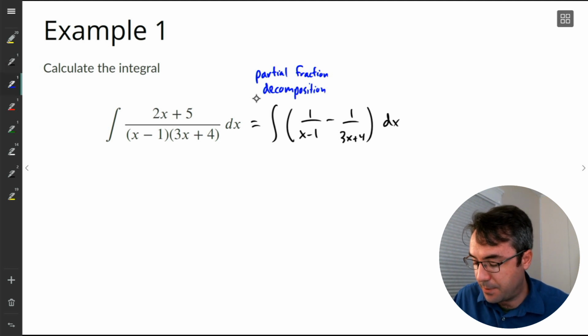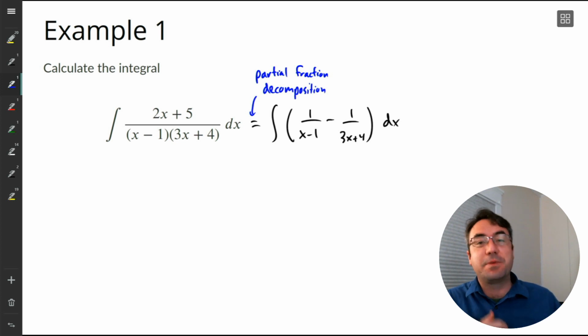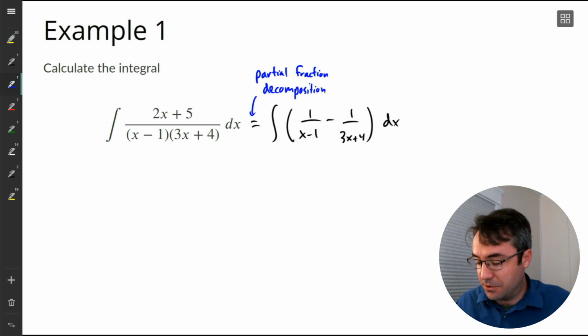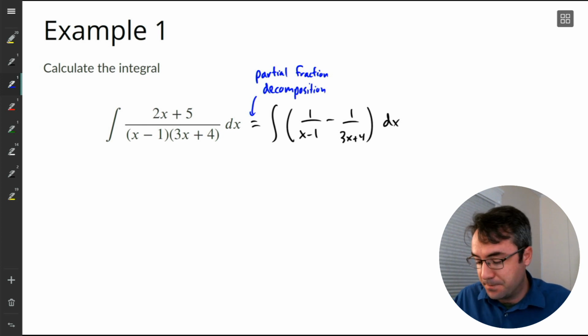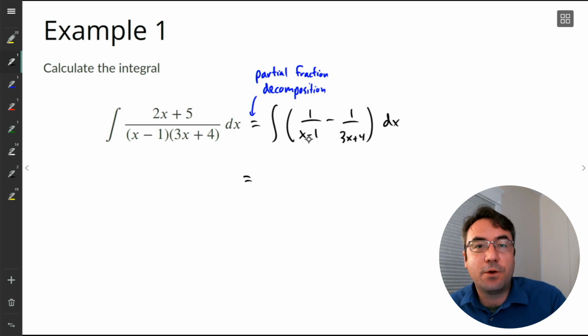So we've done that partial fraction. That's where all the work is. We've done all the work beforehand. Now the integration, the actual calculus part of this, is basically just referring back to that last page and figuring out the antiderivatives. So there's really not going to be too much work here. All of our work was done with this partial fraction decomposition. All right, so how do we integrate this 1 over x minus 1? And how are we going to integrate this 1 over 3x plus 4?